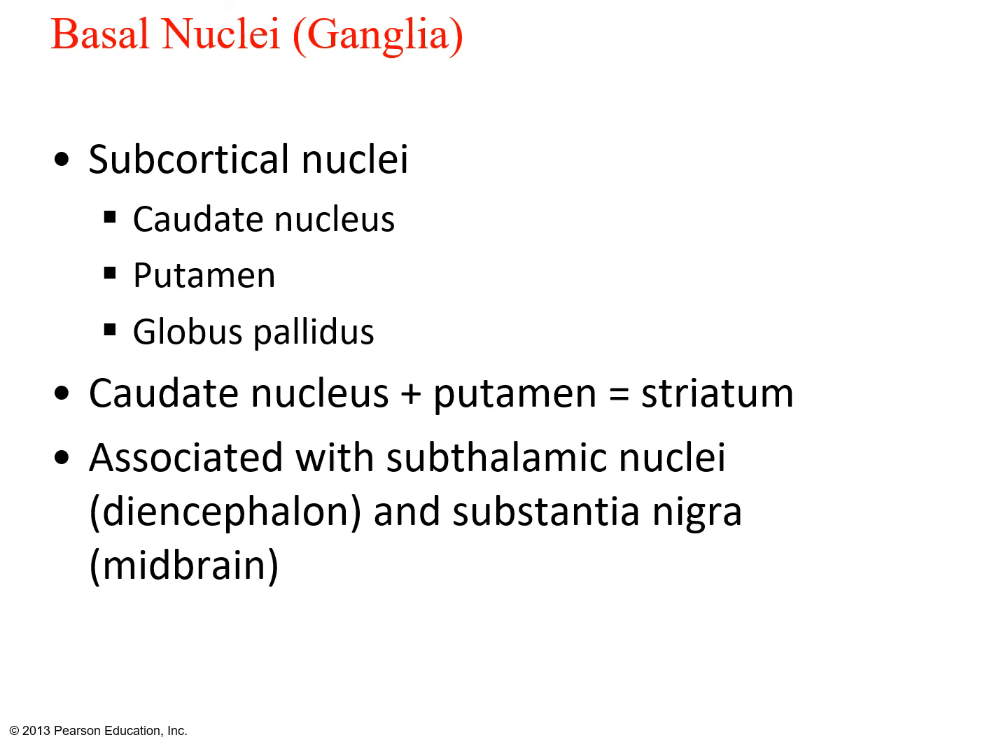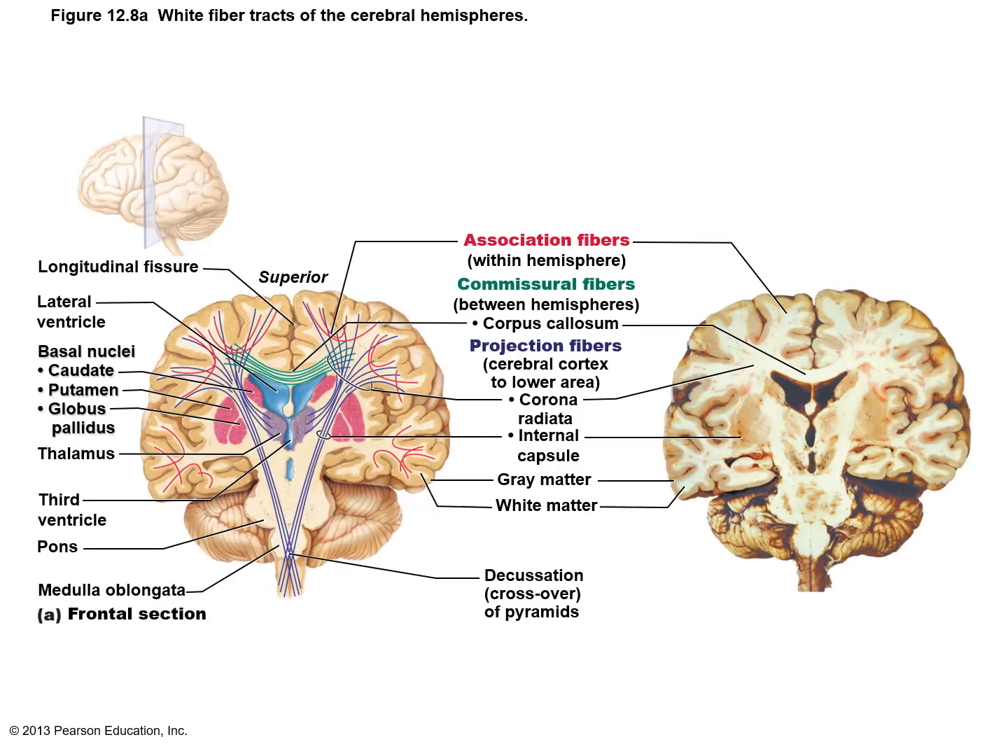So now let's talk about the subcortical nuclei. These involve the caudate nucleus, the putamen, and the globus pallidus. The combination of the caudate nucleus and the putamen is called the striatum. The basal ganglia are associated with what are called subthalamic nuclei located in the diencephalon and the substantia nigra, which are located in the midbrain. So there's some communication between the subcortical nuclei and the subthalamic nuclei and the substantia nigra.